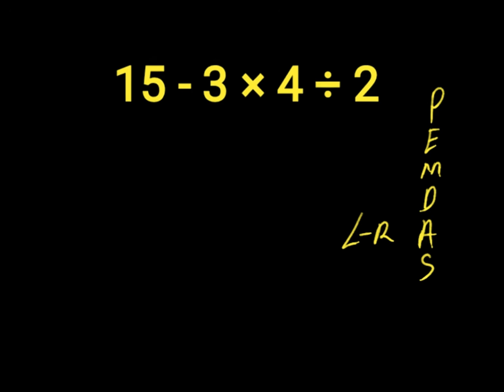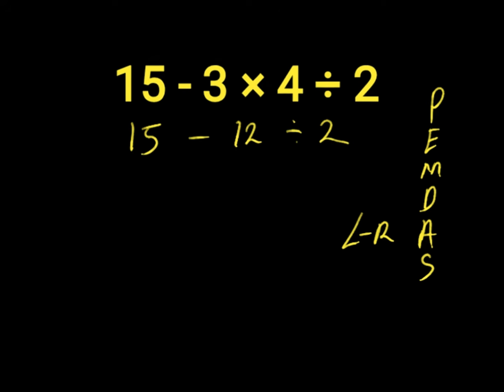First of all, we solve our multiplication because multiplication comes first before subtraction, and also multiplication and division have equal priorities. So we work from our left to our right. That means we solve our multiplication first before division. 3 times 4 will give us 12. We have 15 minus 12 divided by 2.